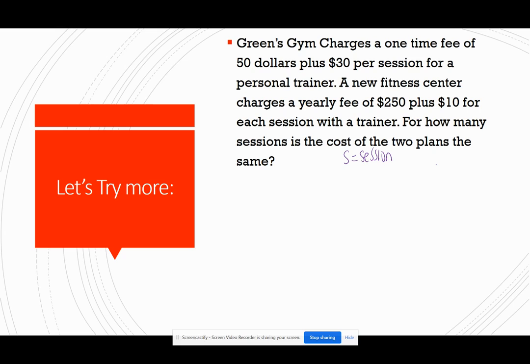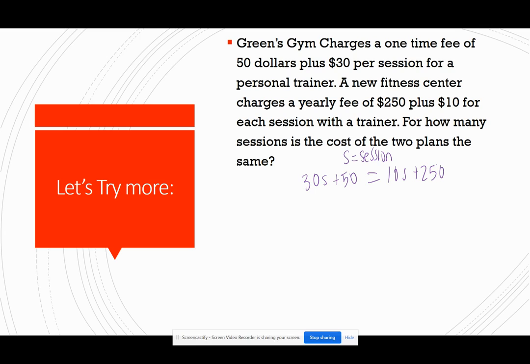So when we're saying the same, that means we want the two to be equal to each other. So we have the Green's Gym charging a one-time fee of $50 plus $30 per session. So we have $30 per session plus $50. The next one, we have $10 per session plus $250. You can write it as 50 plus 30s if you want. Doesn't matter to me, but I just do it this way because I like the variables to be first. Doesn't matter, like I said.